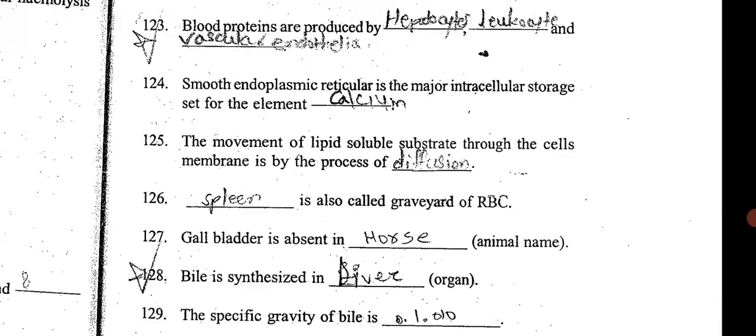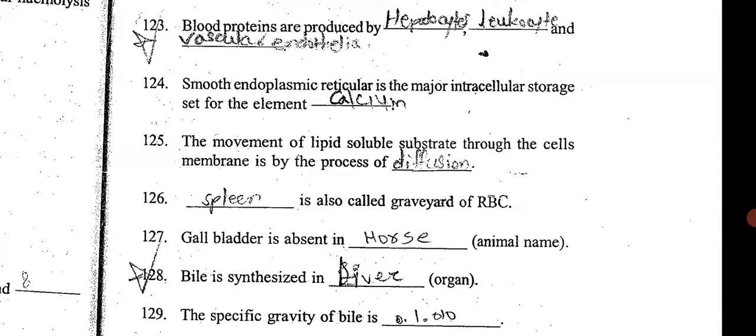The movement of lipid soluble substrate through the cell's membrane is by the process of diffusion. Movement against the concentration gradient is by active transport, and movement from a region of higher concentration to a region of lower concentration is diffusion. Cell membranes are lipid bilayers, so lipid soluble substances can pass through the lipid membrane by diffusion, as no energy is required.